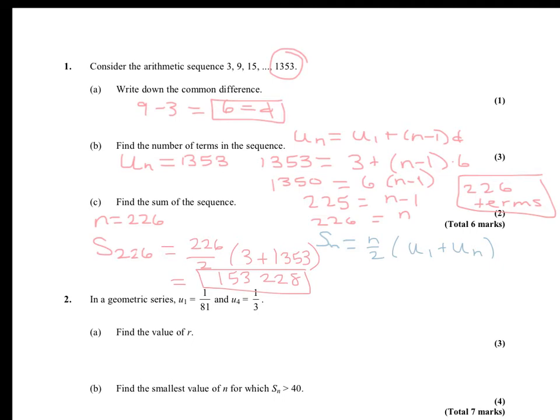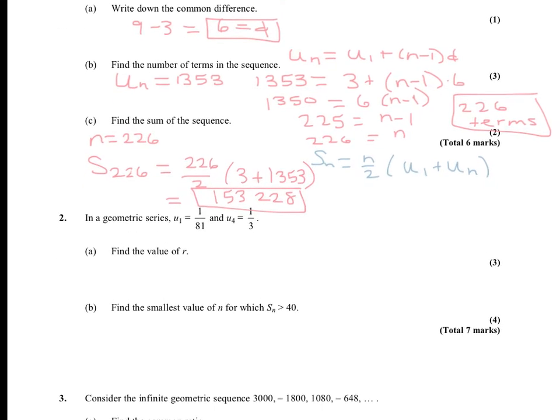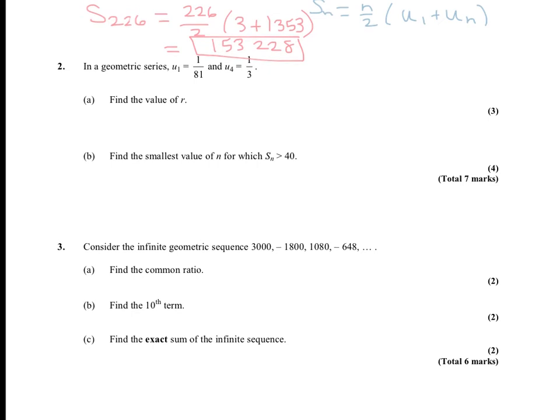Okay, so let's look at another example, this time with a geometric sequence and series. It tells us the first term and it tells us the fourth term, and it asks us to find the value of r. Now, we could do it a couple different ways. The easiest way is to figure out how many times we are multiplying by r to get from the first term to the fourth term.